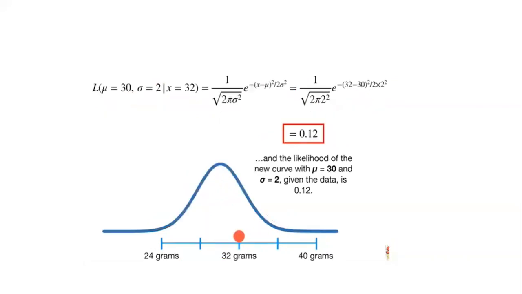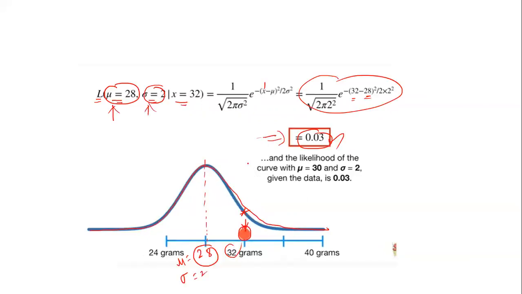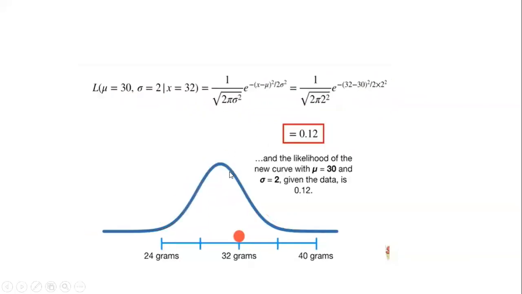Now let us take another case. Say that now we are moving this curve a little towards the right. Now mu is 30. Let us calculate again. When you calculate for mu equal to 30, sigma equal to 2, and x equal to 32, now we get a value 0.12. It is somewhat better than the previous one, but still we don't know whether this is the maximum possible value or not. Our objective is to maximize the output, and find for what value of mu and sigma we'll get the maximum output.